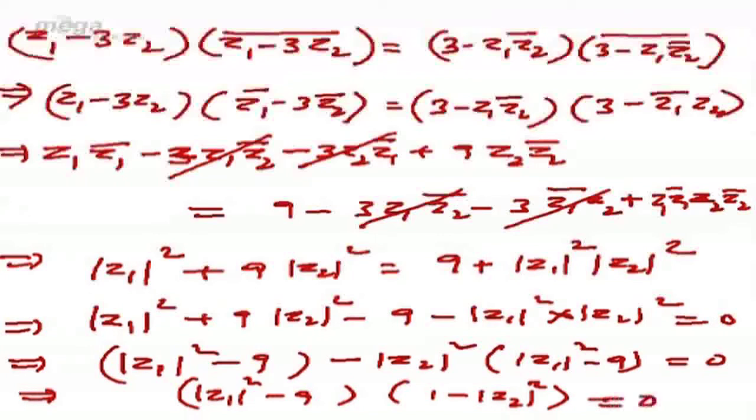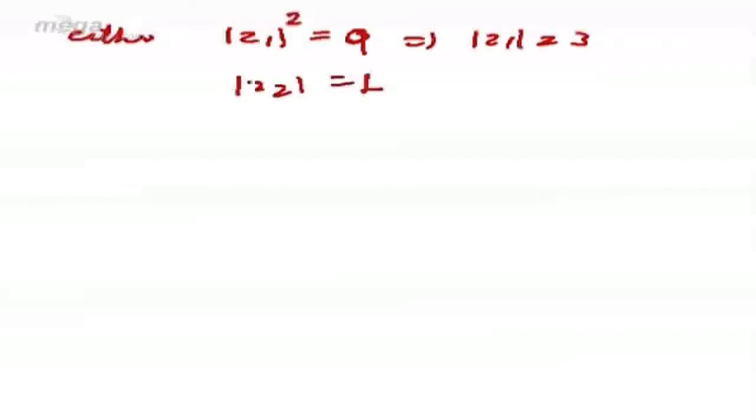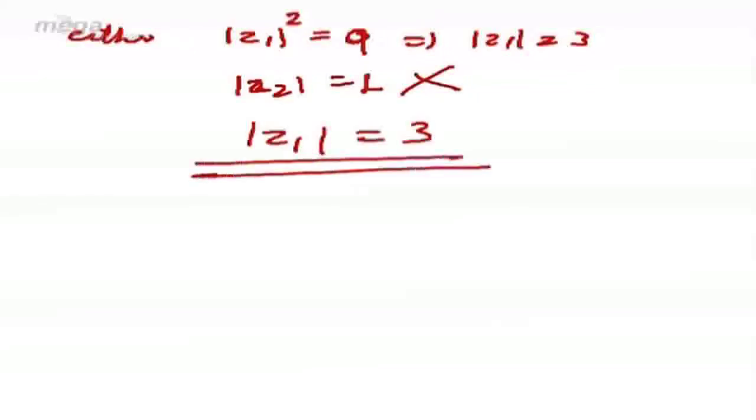So either mod of z1 square is equal to 9, which implies mod of z1 is equal to 3, or mod of z2 is equal to 1. But mod of z2 is not equal to 1, so this is not possible. So mod of z1 is equal to 3 is the right answer.